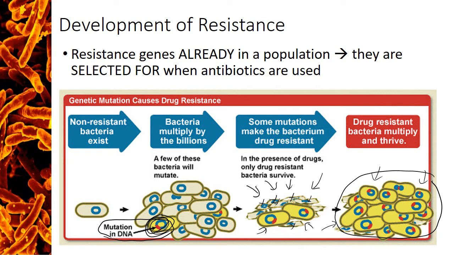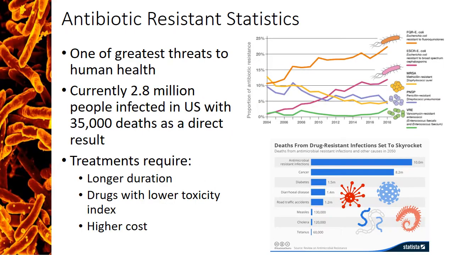Okay, this is an important thing to keep in mind. The mutations are already there. It's just natural selection that's occurring with antibiotic resistance. This is important because antibiotic resistance has been identified as one of the greatest threats to human health.